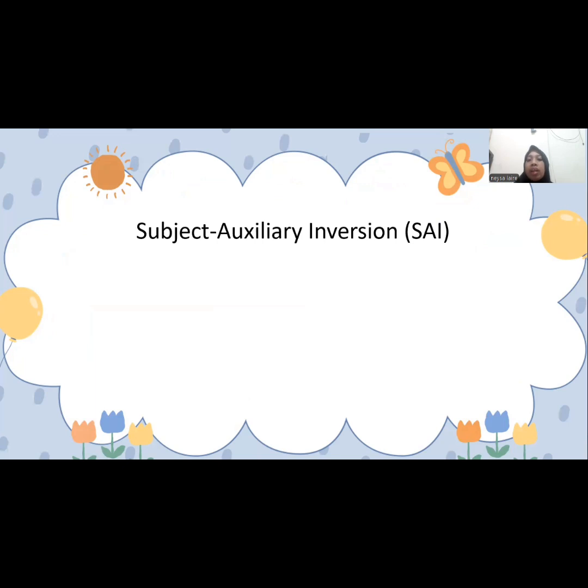Subject auxiliary inversion, or SAI. Definition: subject auxiliary inversion refers to the reversal of the subject and the auxiliary or modal verb in a sentence. This inversion is used for interrogative formation, stylistic emphasis, or as a conditional alternative to if.